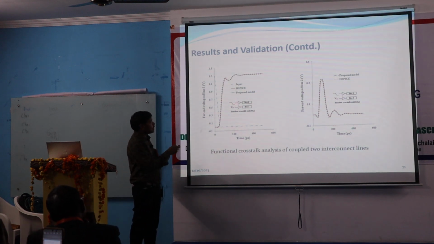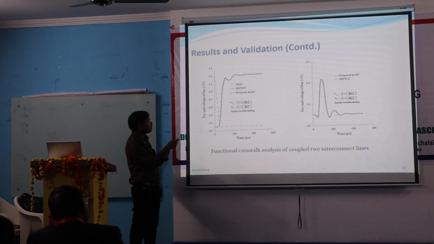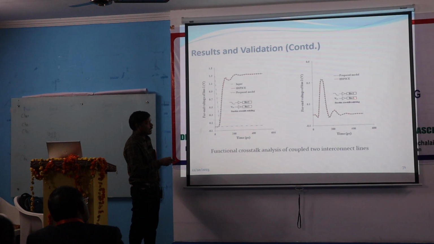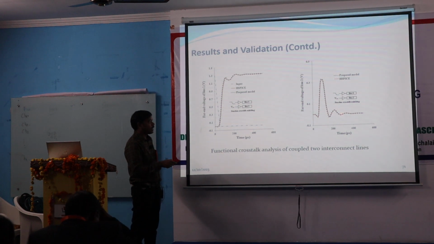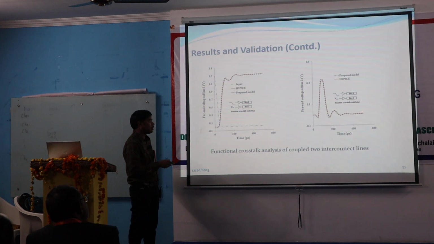So line 1 is down switching. Because it is an inverter, the output will rise. See, output is rising. Both X-Spice and the models are correct. Functional crosstalk you can clearly see. It is down switching, and the second input is VDD. Actually, we are expecting a 0 in line 2, but you are not getting 0. Some noise you are getting. That noise is also captured using the FDTT model.